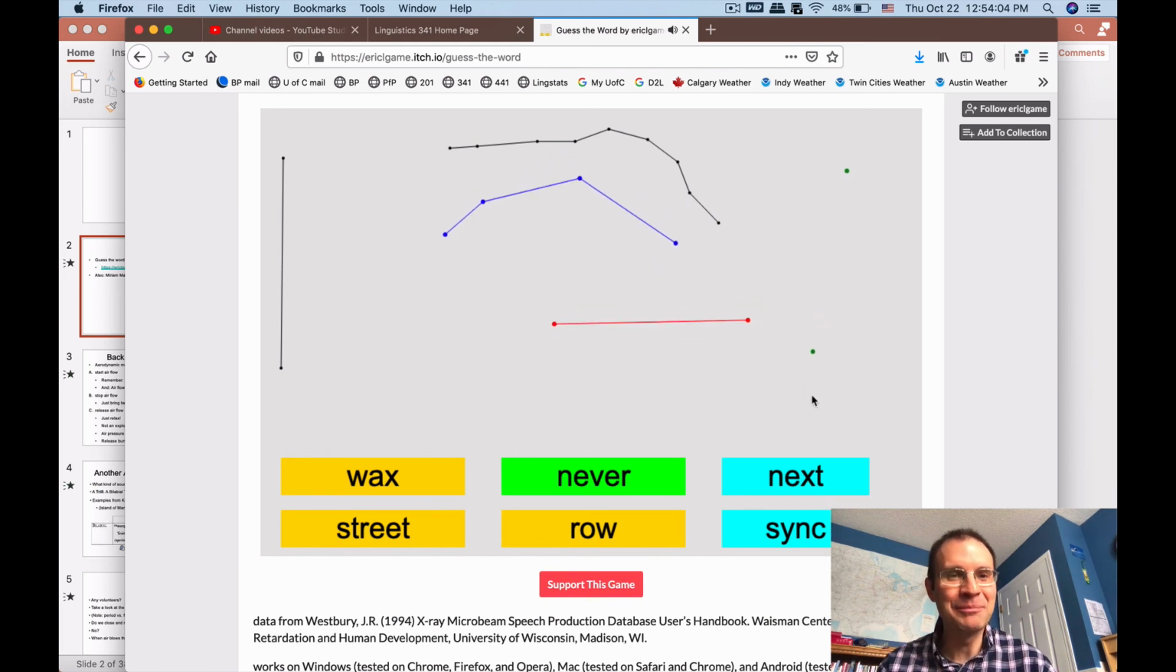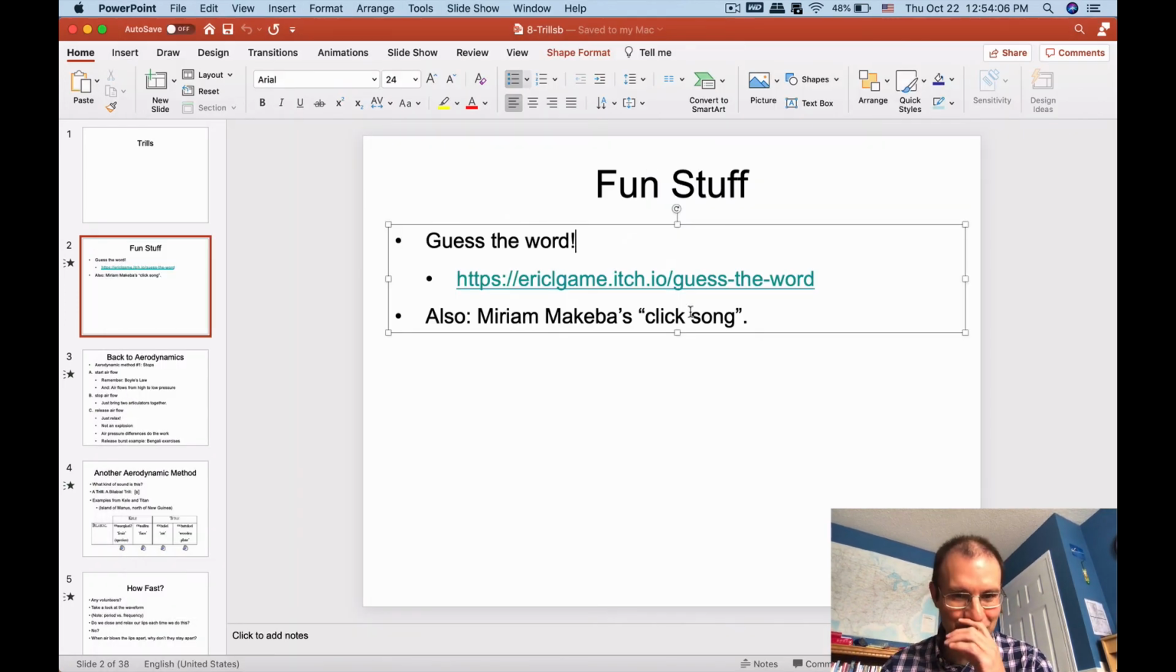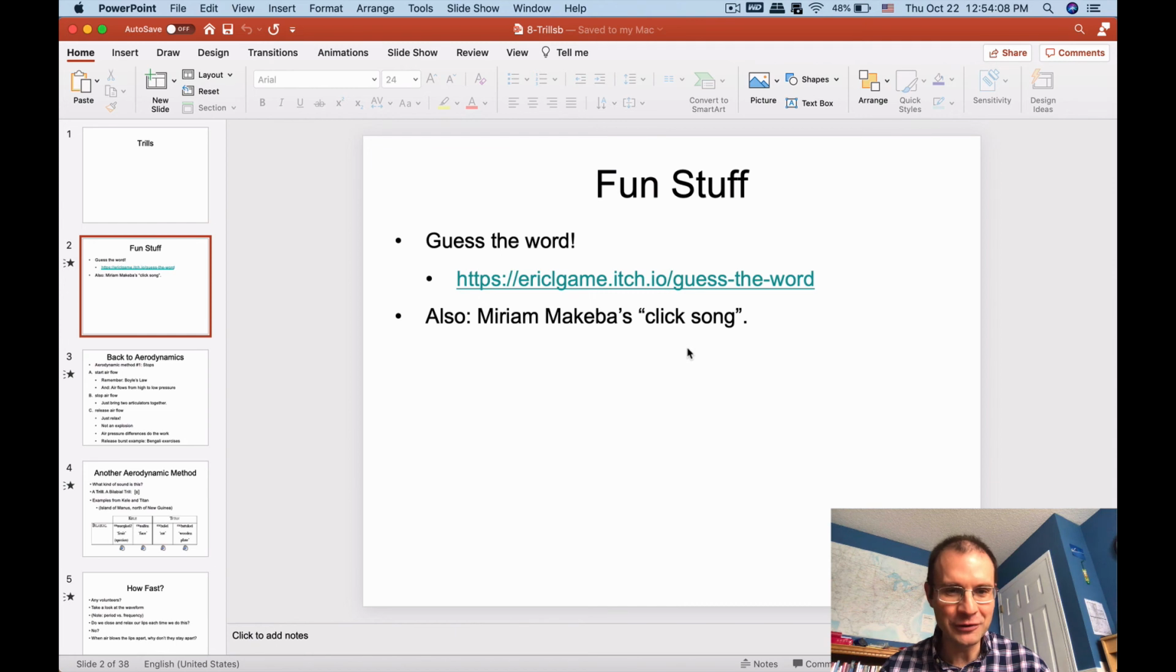I'm going to quit while I'm ahead, but you can play with this game if you want. It's a good way to review places of articulation and also see how speech actually works, in a real-time representation.